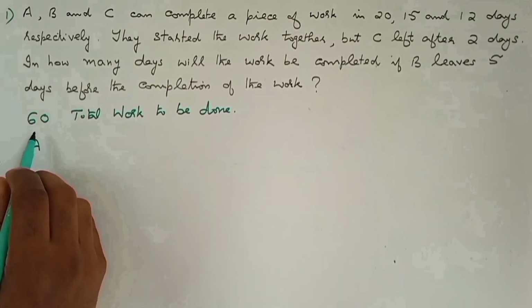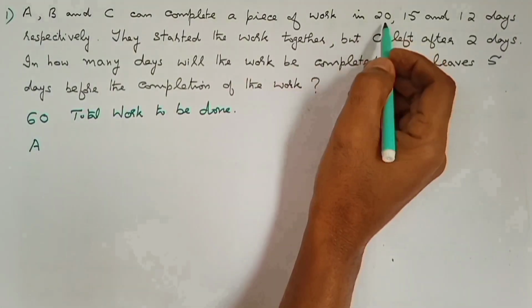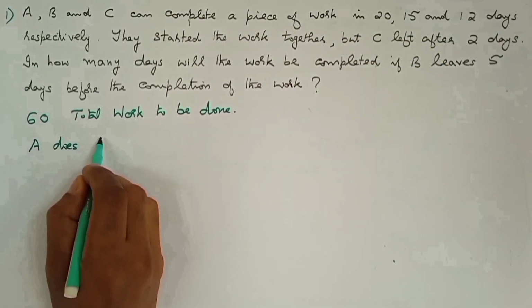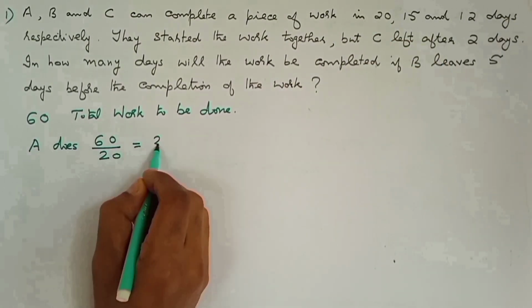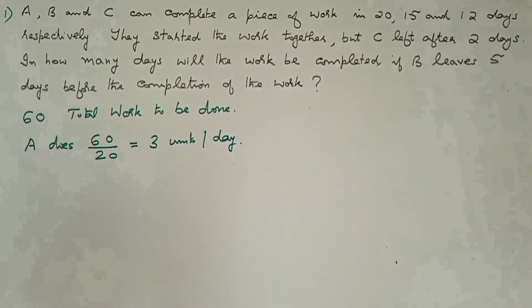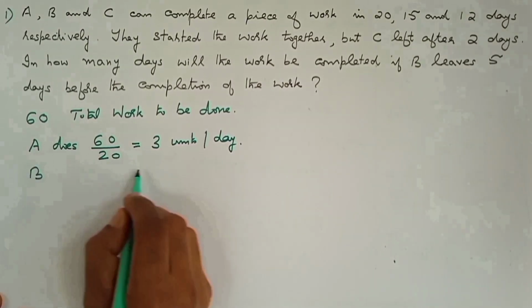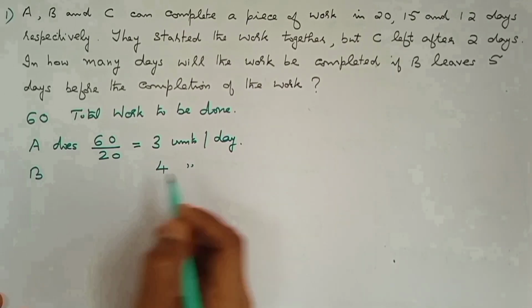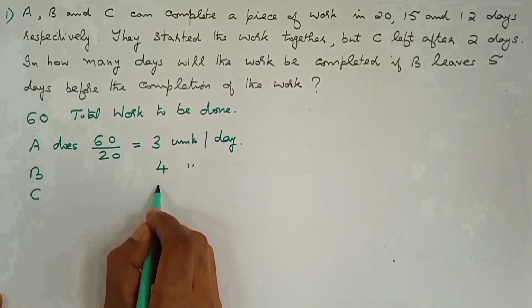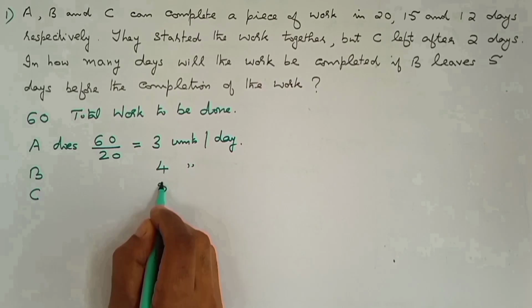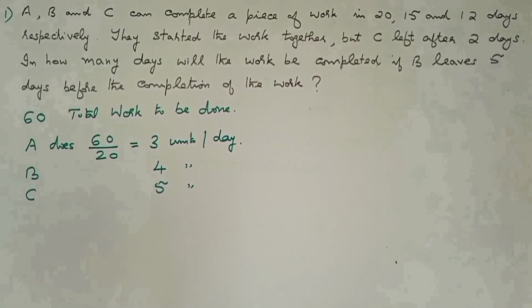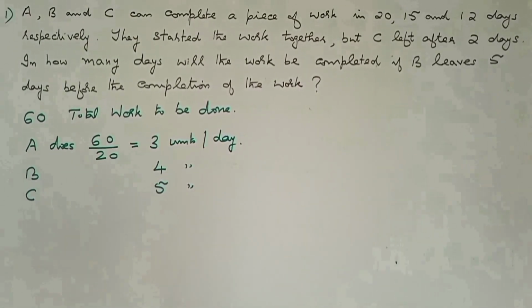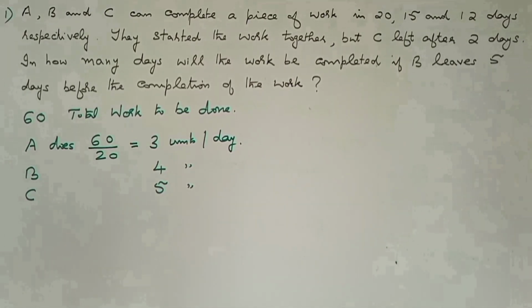A does 60 units of work in 20 days, which means A does 60 by 20 equal to 3 units per day. Similarly, B does 60 by 15, 4 units a day. And C does 60 by 12, which is 5 units per day. This is the first step. So in LCM approach, we assume the total work as the LCM of the number of days involved. Thereafter, you find out the amount of work each one does on a daily basis.